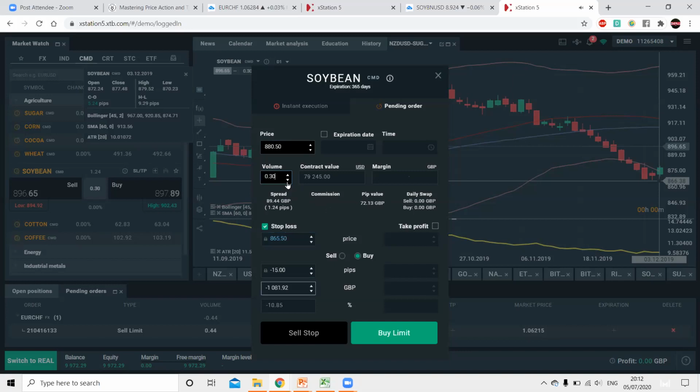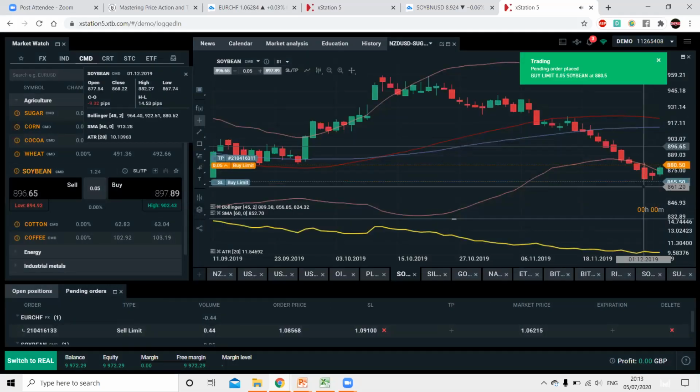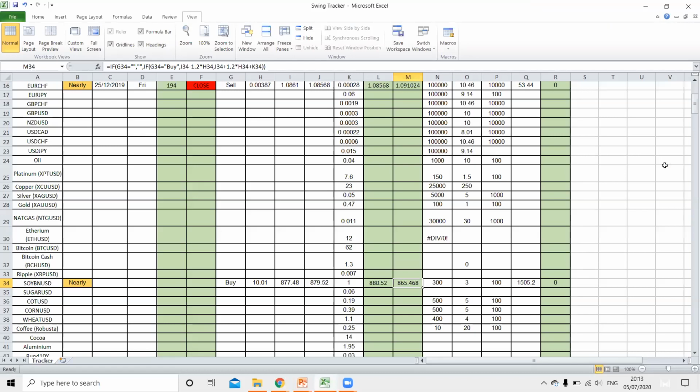You change your volume. So you want 2%. So 0.05 or 0.06. I'll go below 2 for less risk. Put that on there. So that should be about right. Yeah, 865.5 stop loss, 880.5. That matches with what it says here on my spreadsheet.